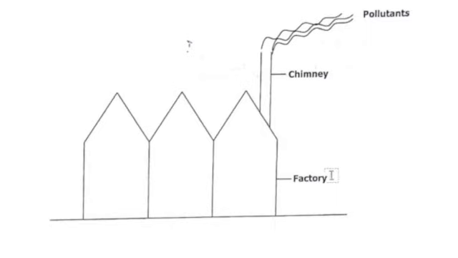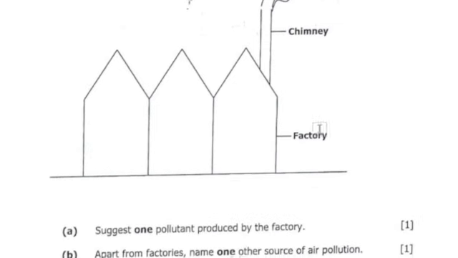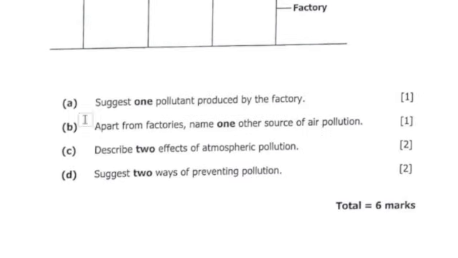Okay, now let's go to the questions, because here there is no part that we're asked to label. So we go direct to the question, which is question A. State one pollutant produced by the factory. Okay, so one pollutant that is produced by the factory, in general we can say smoke. We can say smoke is produced.